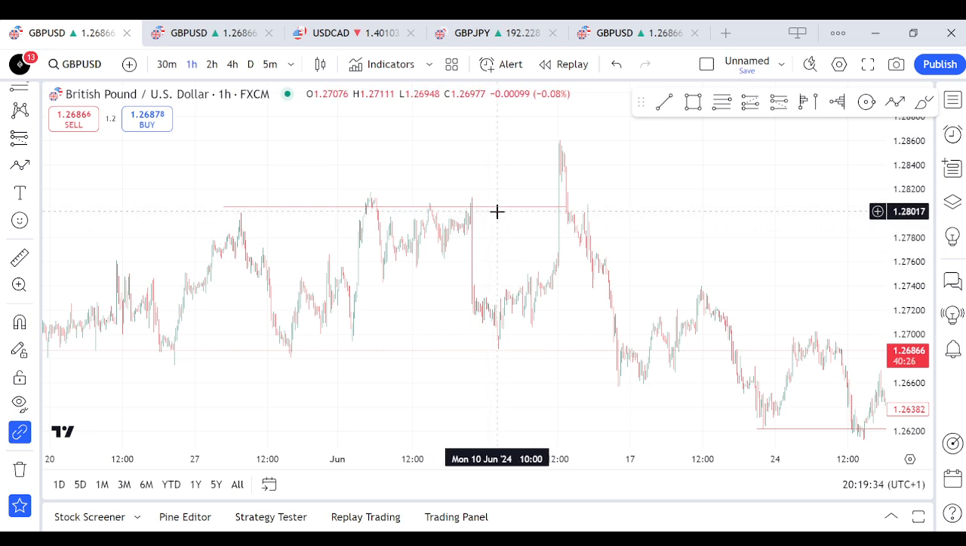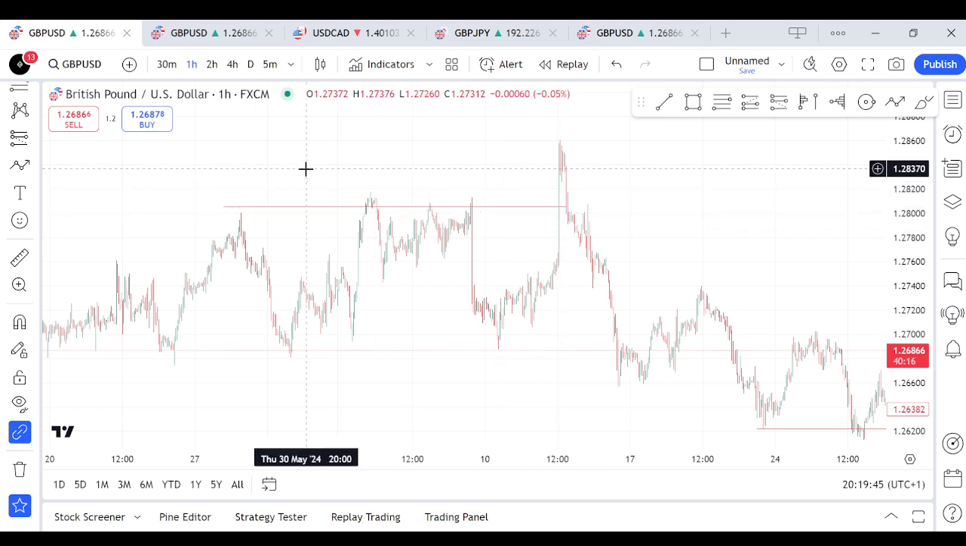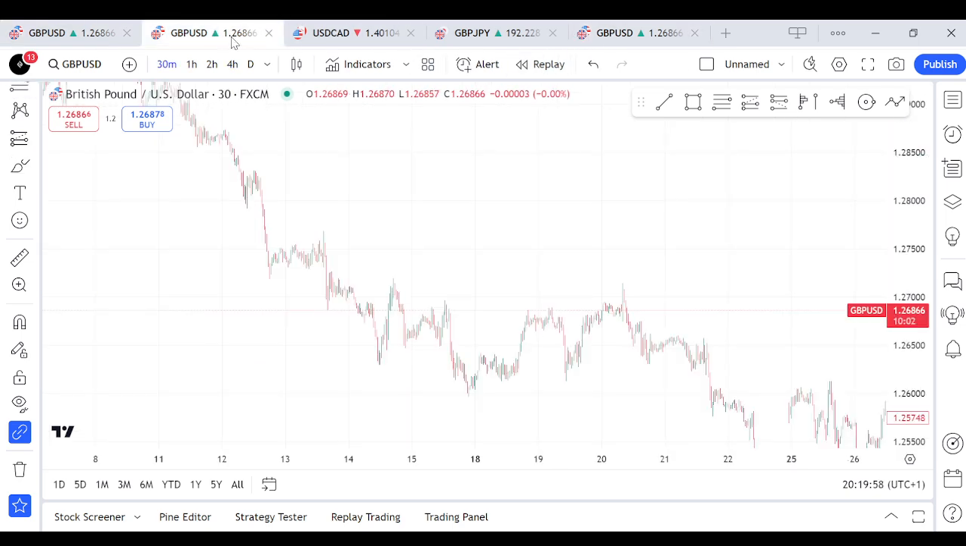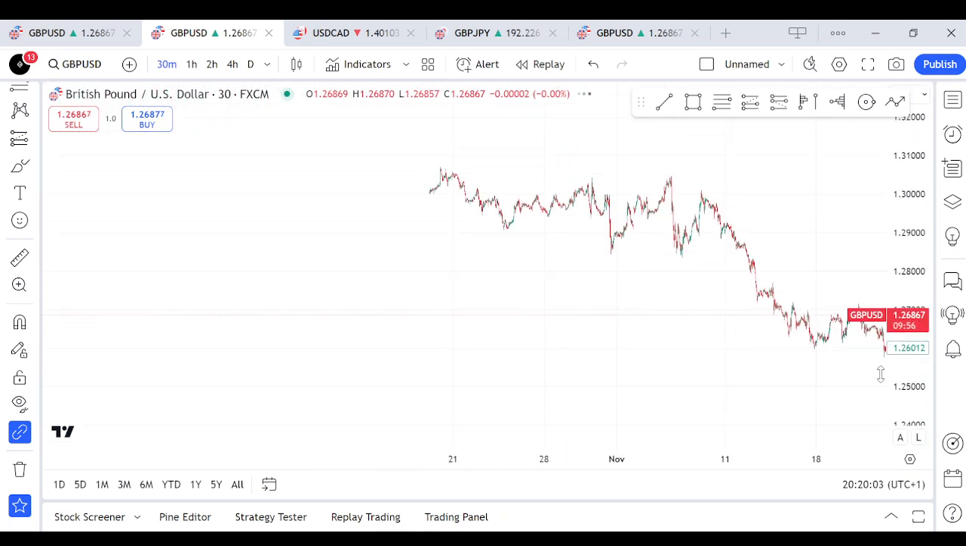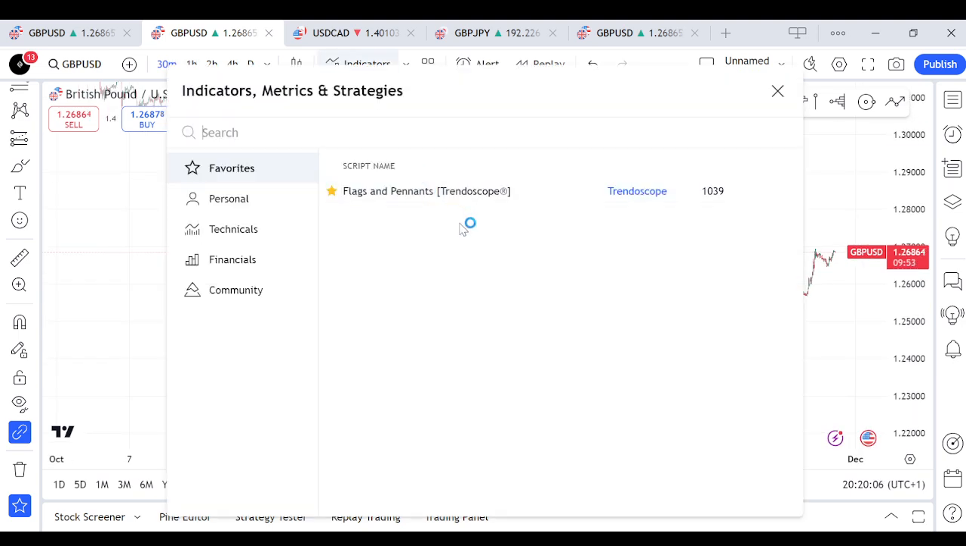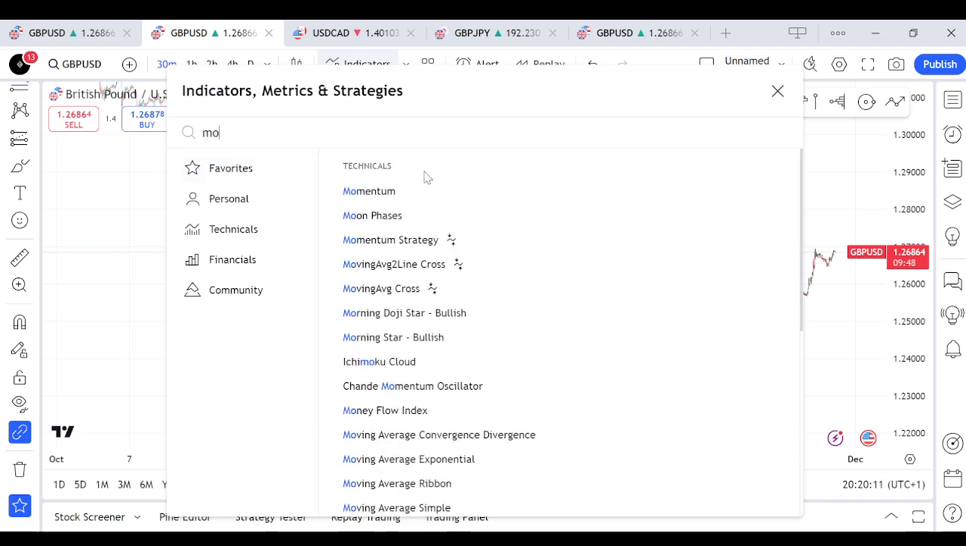Let's talk about another type of advanced support and resistance level, dynamic support and resistance. This has to do with support and resistance levels that change with price movements, with moving averages such as the 50-day or 200-day moving average. So I'm just going to add the moving average to this chart, and we're going to see the dynamic support and resistance. I'm just going to add the moving averages.